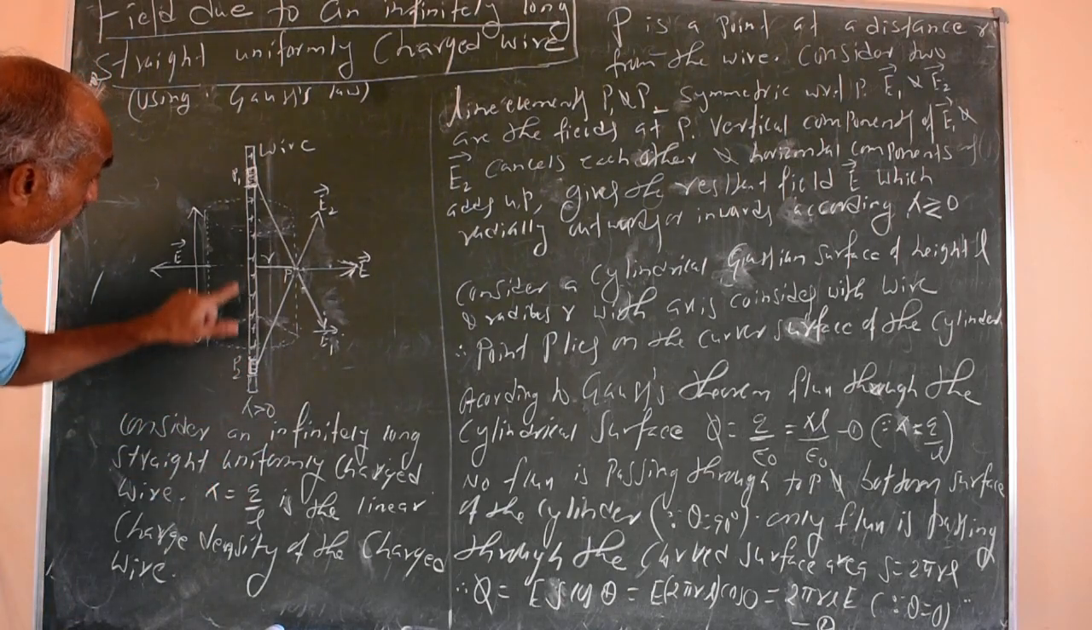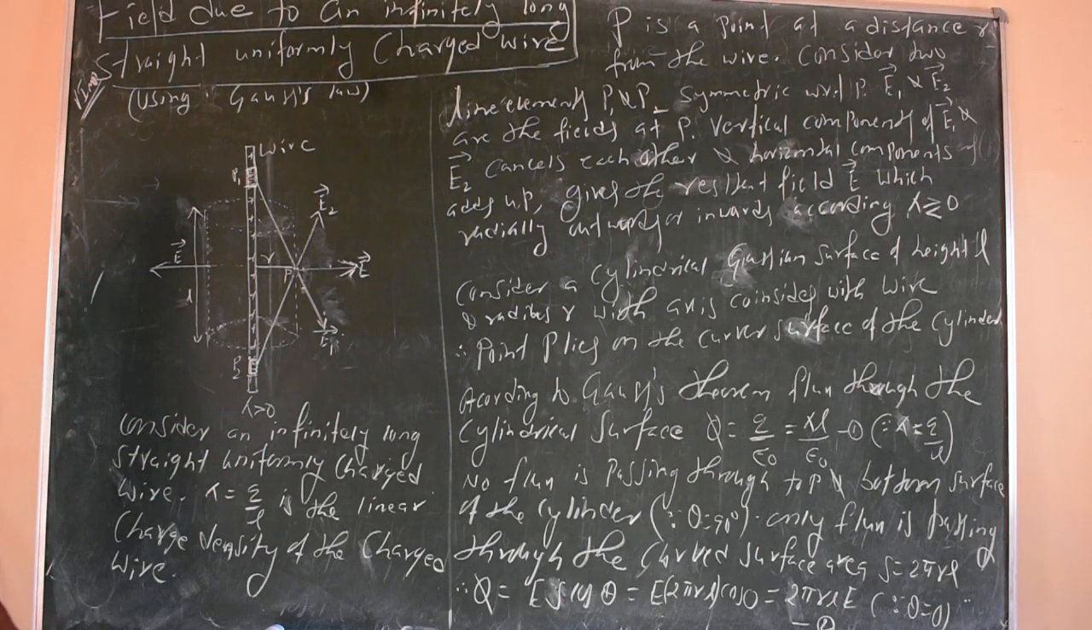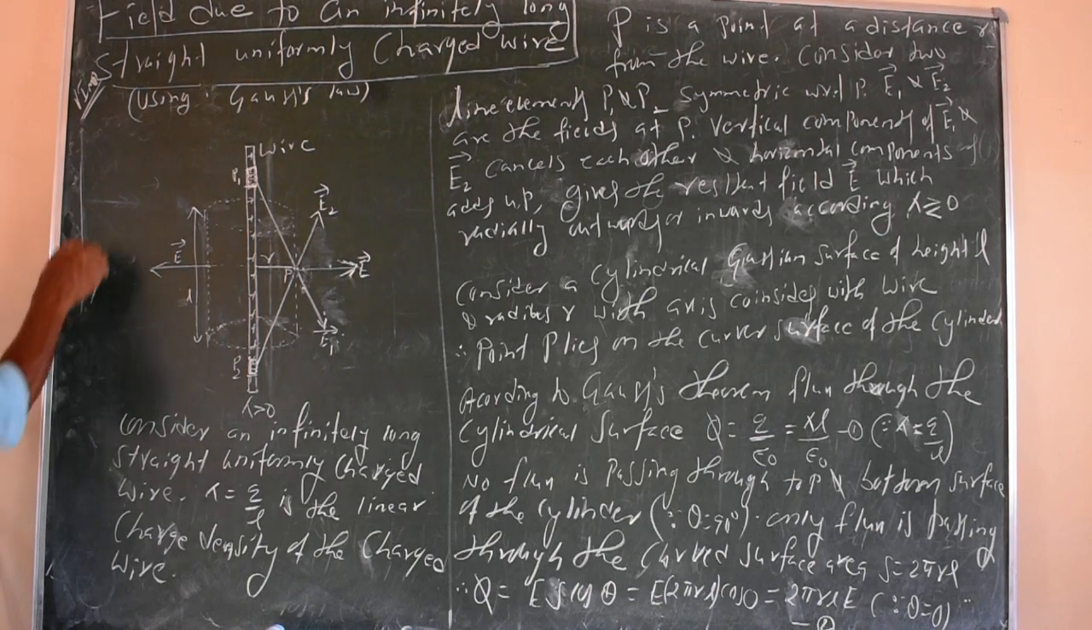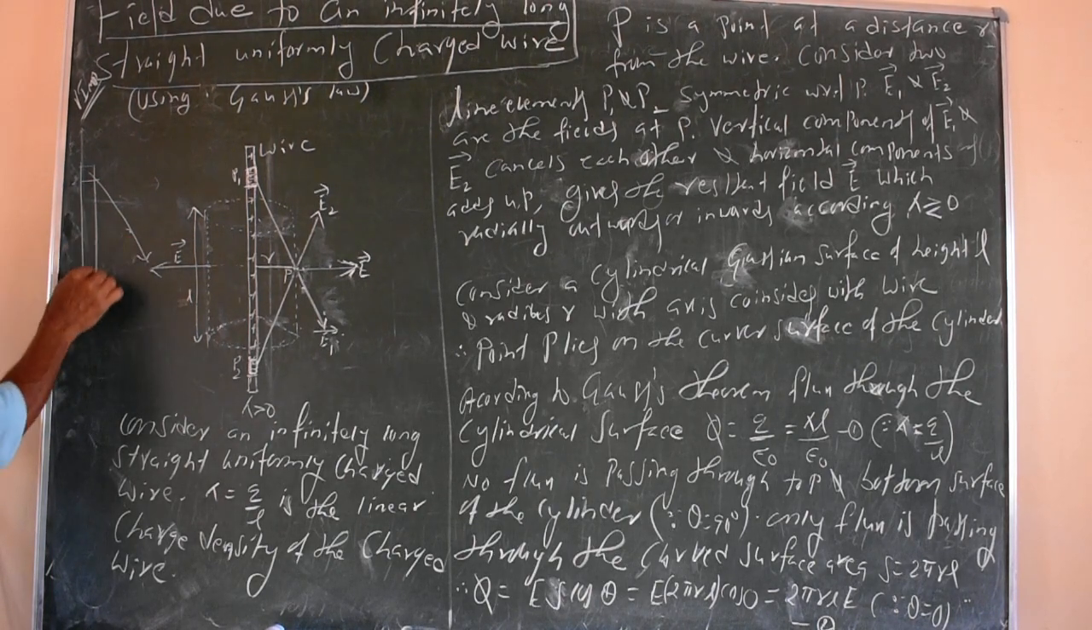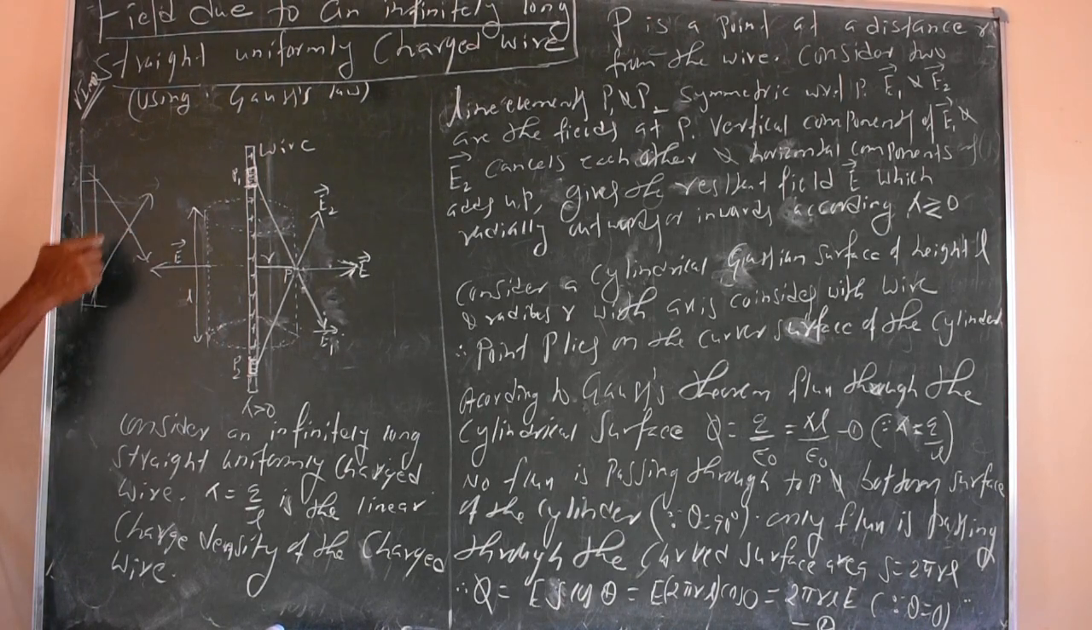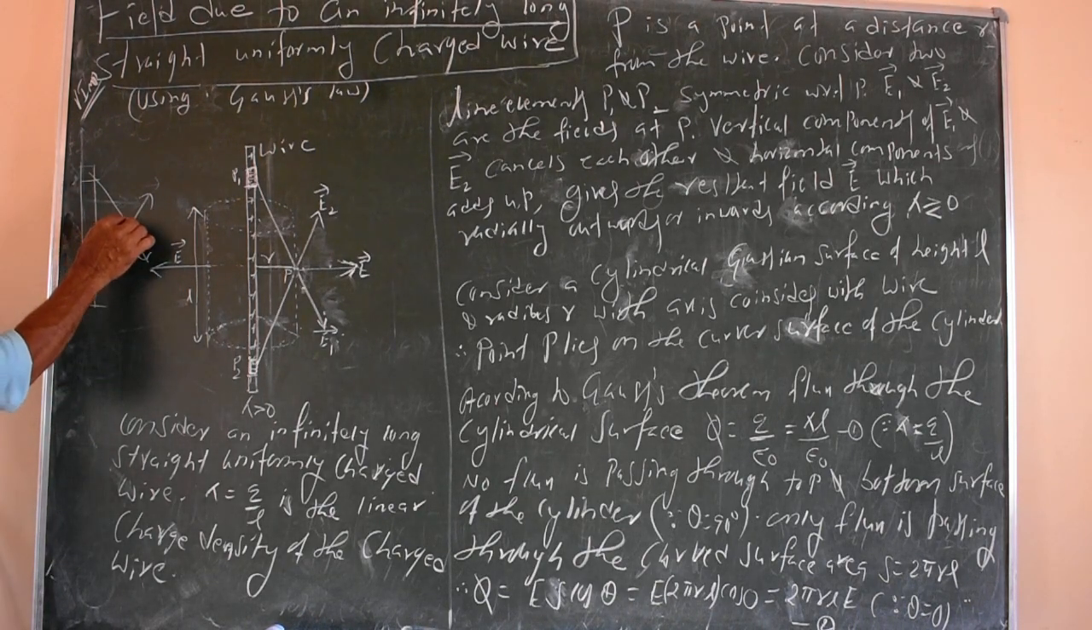Now, either P1 bar and P2 bar alone produce the field at A? No, every line segment produces its field at the point P. Look here, this is our line segment, it produces the field. Like this, this is the symmetric line segment, it produces the field at this point. The vertical components of both cancel each other and the horizontal components add up.